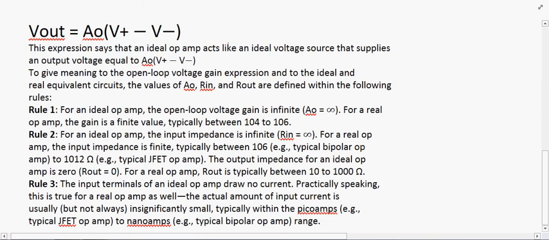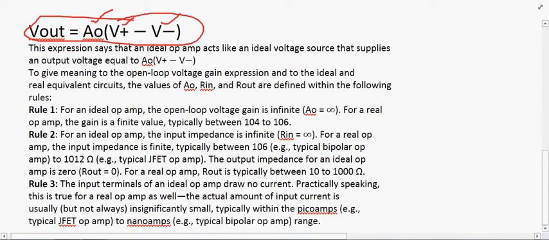In continuation with my previous lecture, I am going to tell you some basic rules with the help of which you can solve simple problems on op-amp. The first one is V out equals A naught (V plus minus V minus). A naught is the amplifier's gain, and V output is the output voltage, which is equal to the product of the gain and the difference of voltages at the two leads, the positive lead and the negative lead.